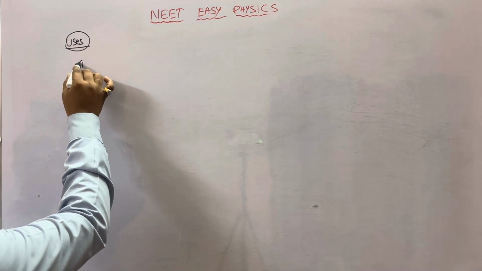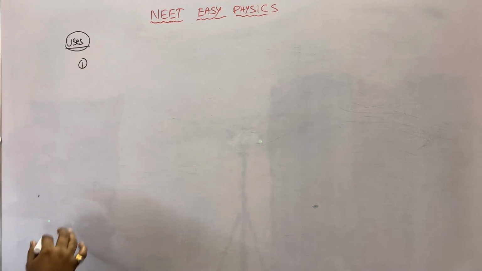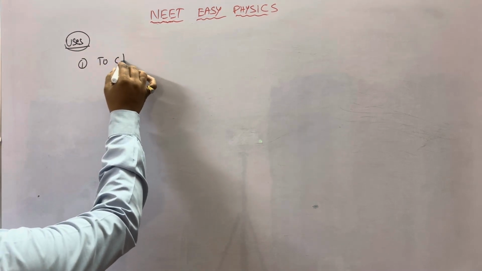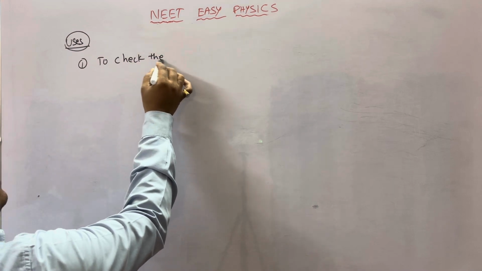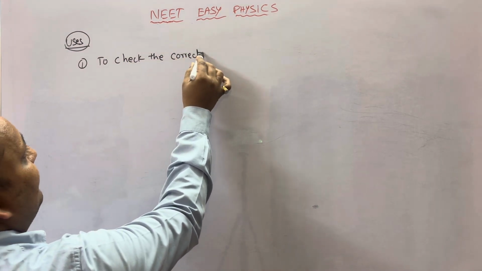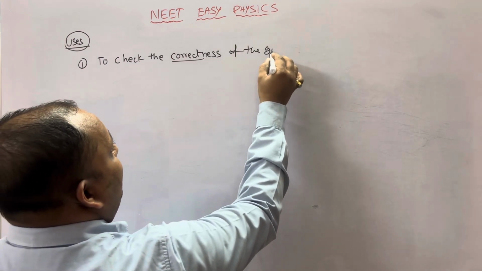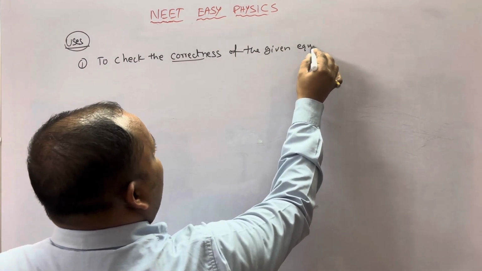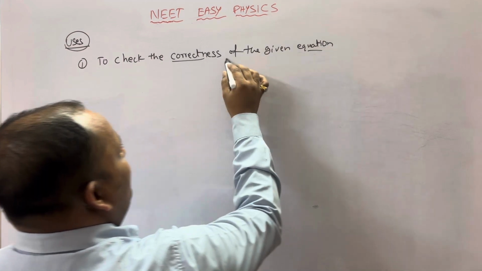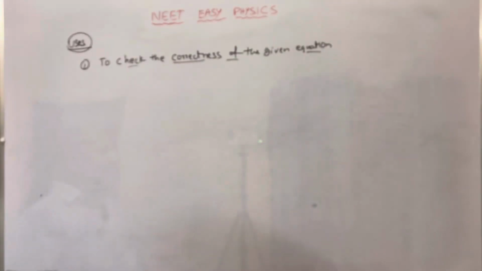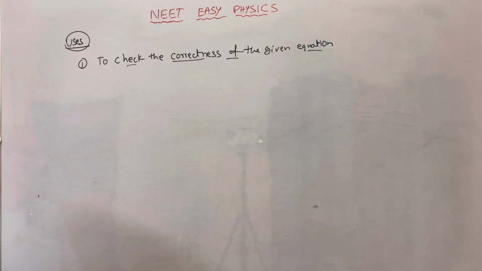One use I am going to say is to check the correctness of the given equation. If you want to know whether an equation is correct or not, you are going to cross check. For this, sometimes you require the homogeneity principle. So what is that homogeneity principle?